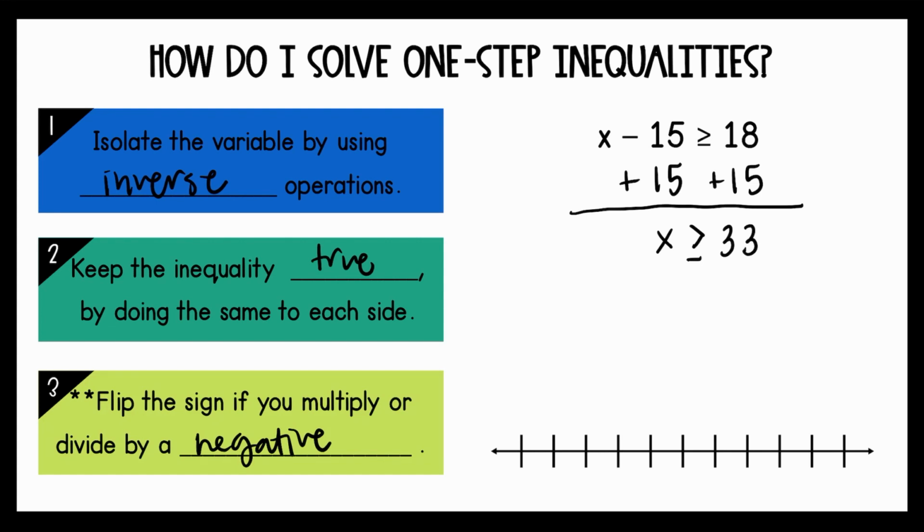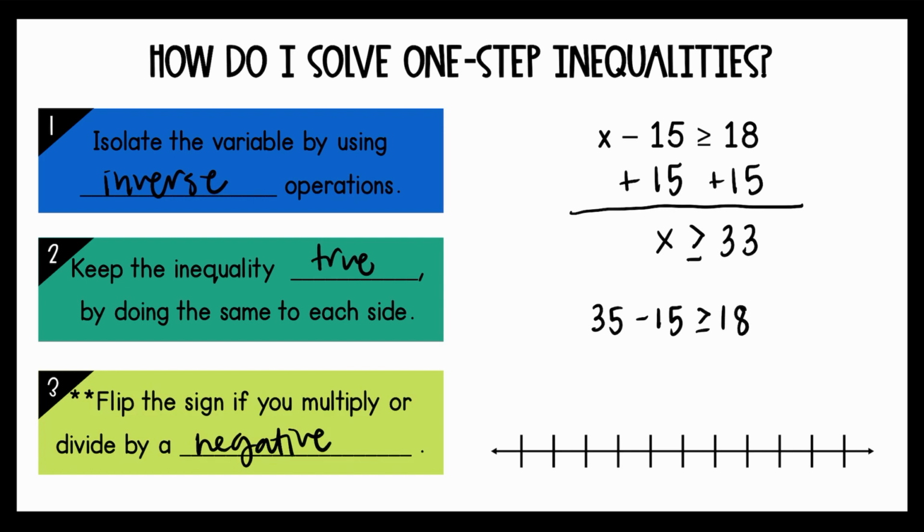So I'm going to show you how to check it. When we're looking at inequalities, we always want the inequality to be a true statement. So we're going to check that by picking a value. x is greater than or equal to 33, so I'm going to pick something that is greater than or equal to, and I'll pick 35. And then we're going to plug that back into our original inequality statement.